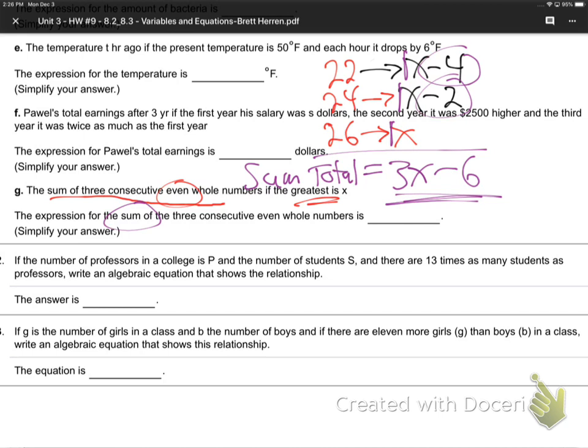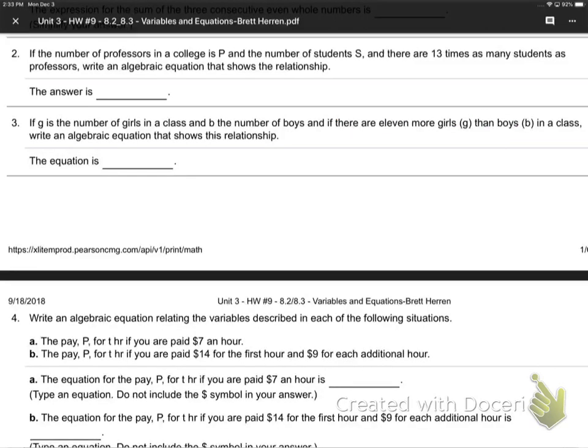All right, I'm going to move on if you're good. I know I'm going fairly fast. If the number of professors in a college is P, and the number of students S, and there are 13 times as many students as professors, write an algebraic equation that shows the relationship. So how do we write that? P is professors, S is students, 13 times as many students as professors. P equals 13S. Is that right?